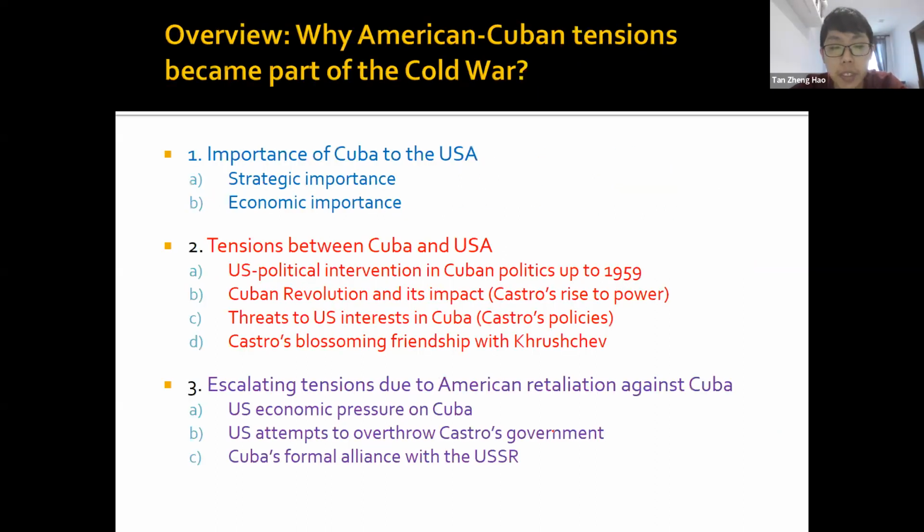So these are the factors. From a very long time ago, the US cared about Cuba, to the 1950s when there was the revolution and the new leader Castro started to become a threat to the US, and the actions the US took to try and punish Cuba only pushed Cuba away from the US embrace. Now they are much closer to the US enemy, which is the Soviet Union. So all this created a lot of tensions.